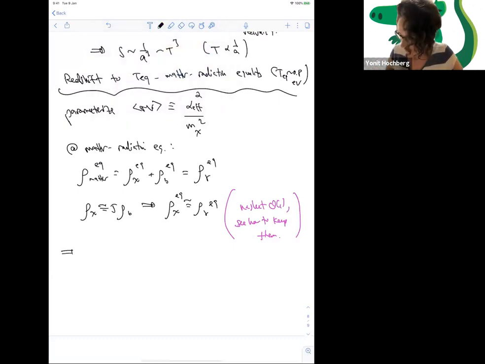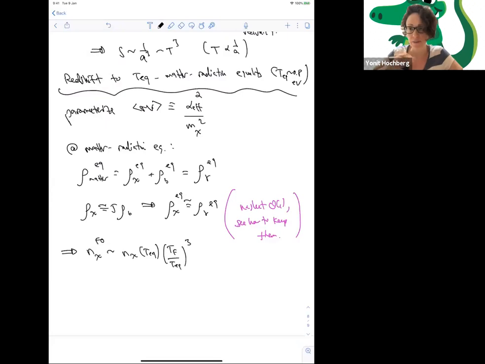Okay, so let's look at what we're interested in. We want the number density of dark matter at freeze out. Okay, so we're going to redshift from freeze out all the way to T equality. So this goes like the number density at T equality times, we're going to redshift with temperature. So here's my temperature of freeze out divided by T equality cubed. Okay, that's my redshifting to T equality.